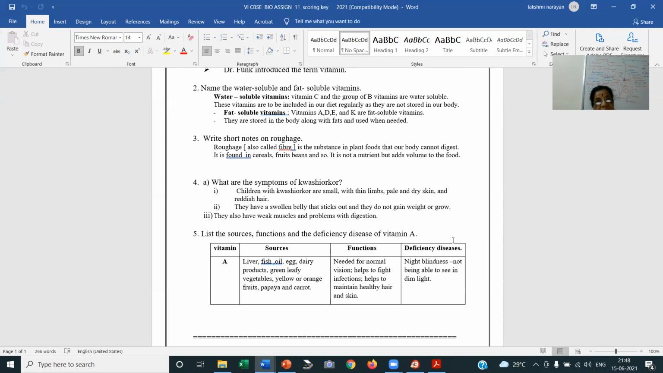I have already discussed kwashiorkor with a picture, which I will refer to. I hope you understand.